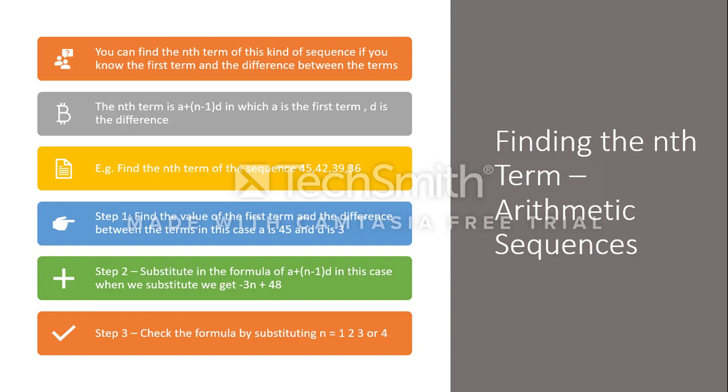Step 3. To check if the formula is right, we can just substitute the values 1, 2, 3, and 4. So for this equation, we just put n equals 1. And then if it becomes 45, then it's right. And we do that for the others as well.